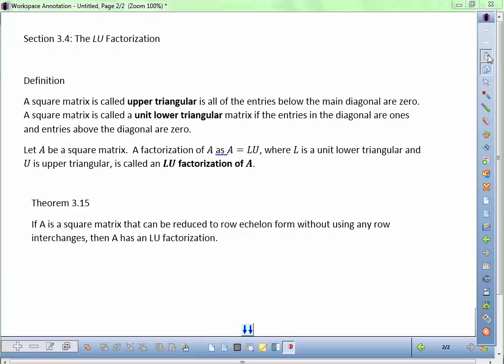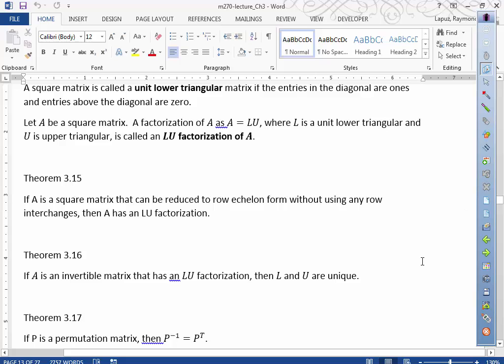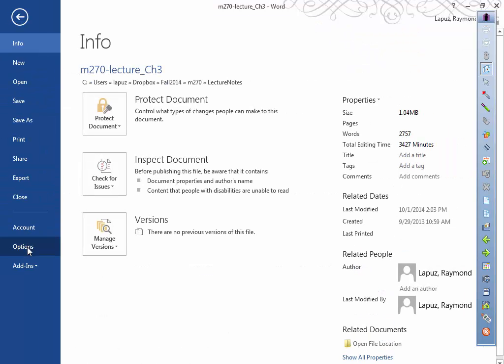What else? Uniqueness. I need to. Little squiggly lines are annoying.